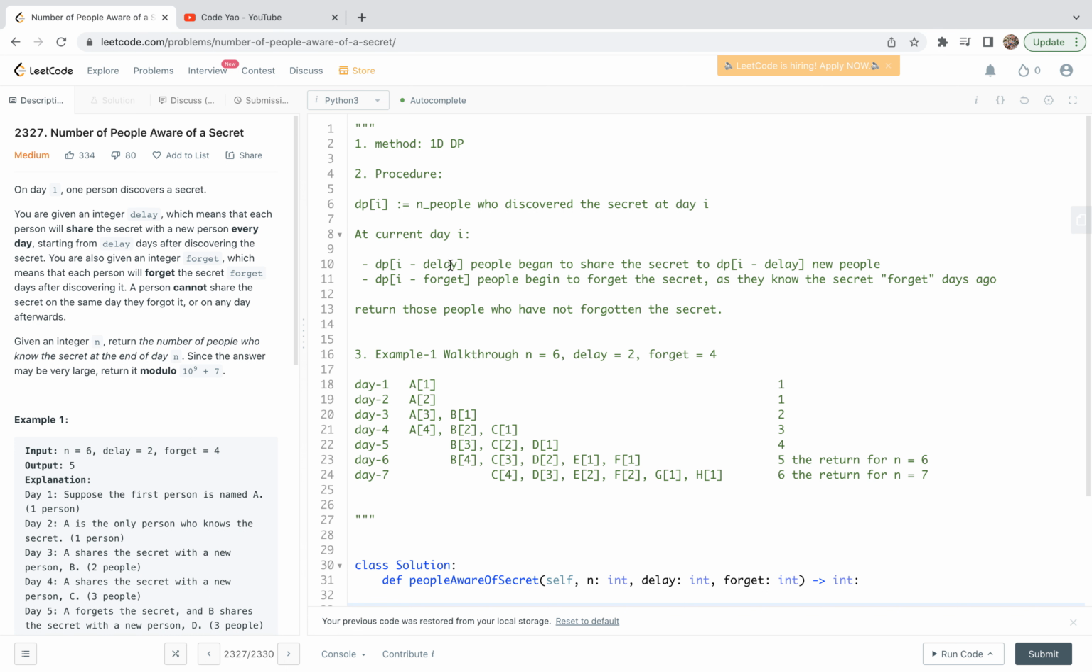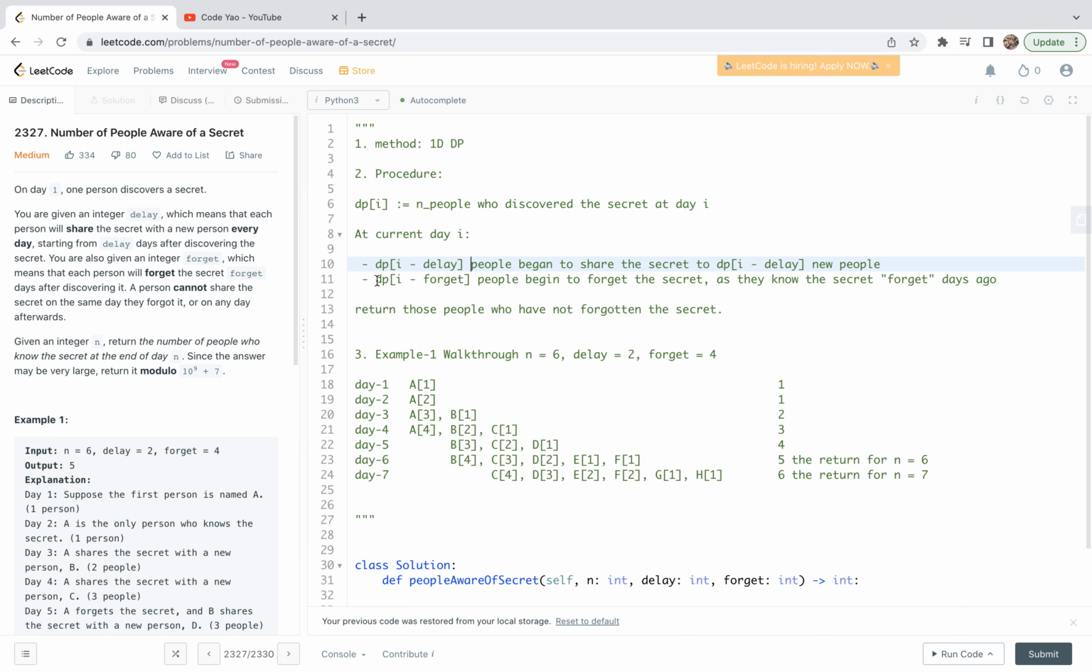Then we can do the following reasoning. At the current day, let's say day i, dp[i - delay] is the number of people who knew the secret at day i minus delay. At current day i, this number of people begin to share the secret with new people, exactly the same amount of new people. So that's the first item.